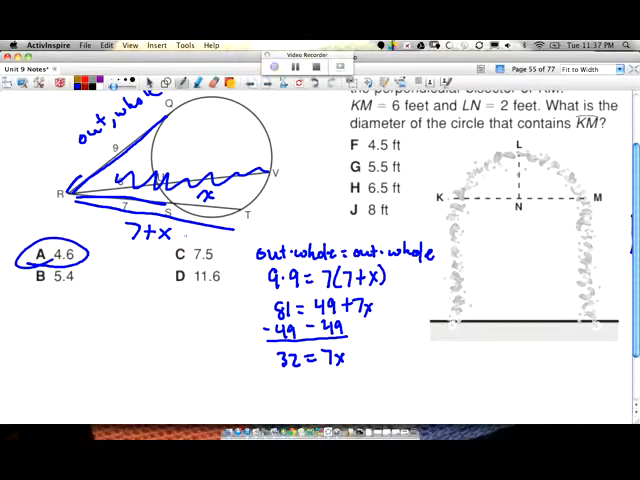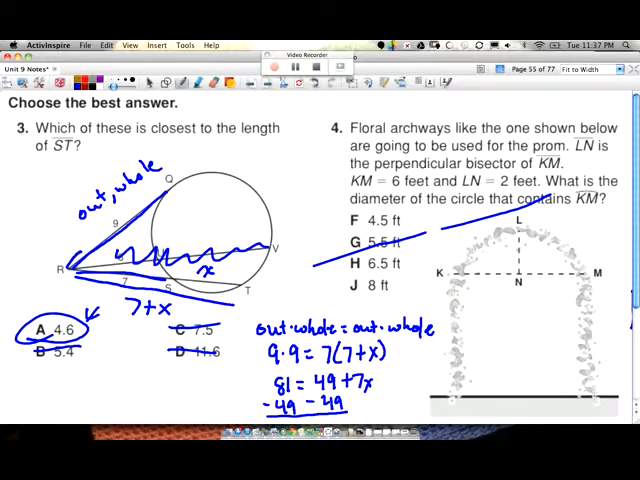That would be A. I don't even have to use a calculator because I know that 4 times 7 is 28, 5 times 7 is 35, so it's got to be between 4 and 5, which would mean A. B is out and C is out because those are over 5, too big, and D is definitely out. That's way too big. And that's what they asked us for, ST, right? Yeah, ST, that piece right there that I labeled X.